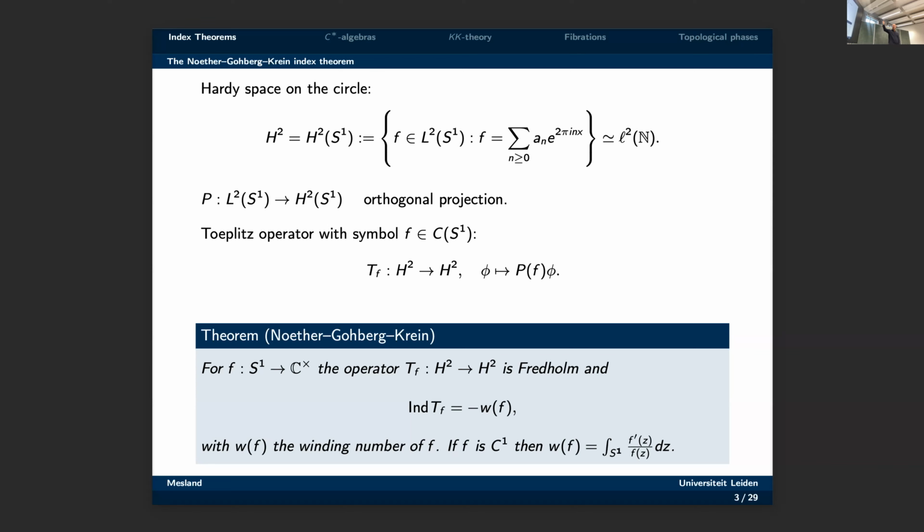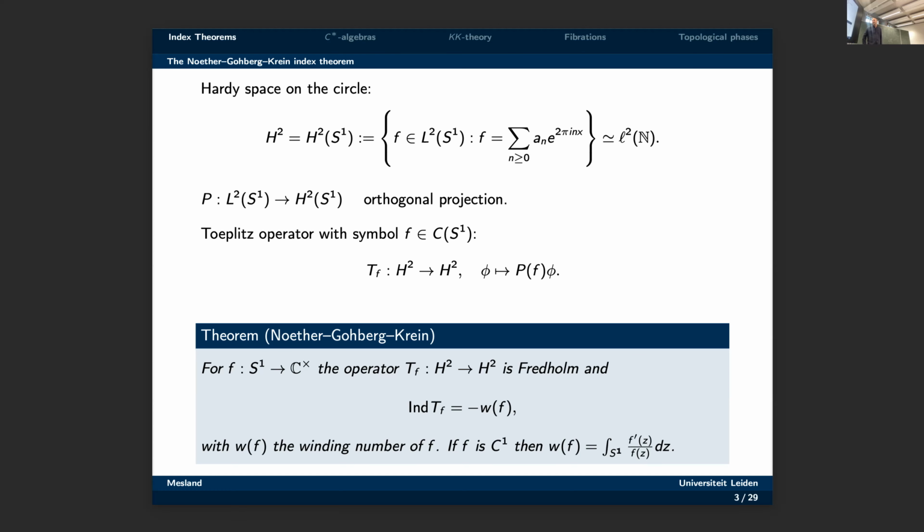And this gives us a map from H2 to H2. And if you do this construction to the function f(z) = z, then you find back this shift operator under the Fourier transform. That's where this sits. And then there is a very classical index theorem.